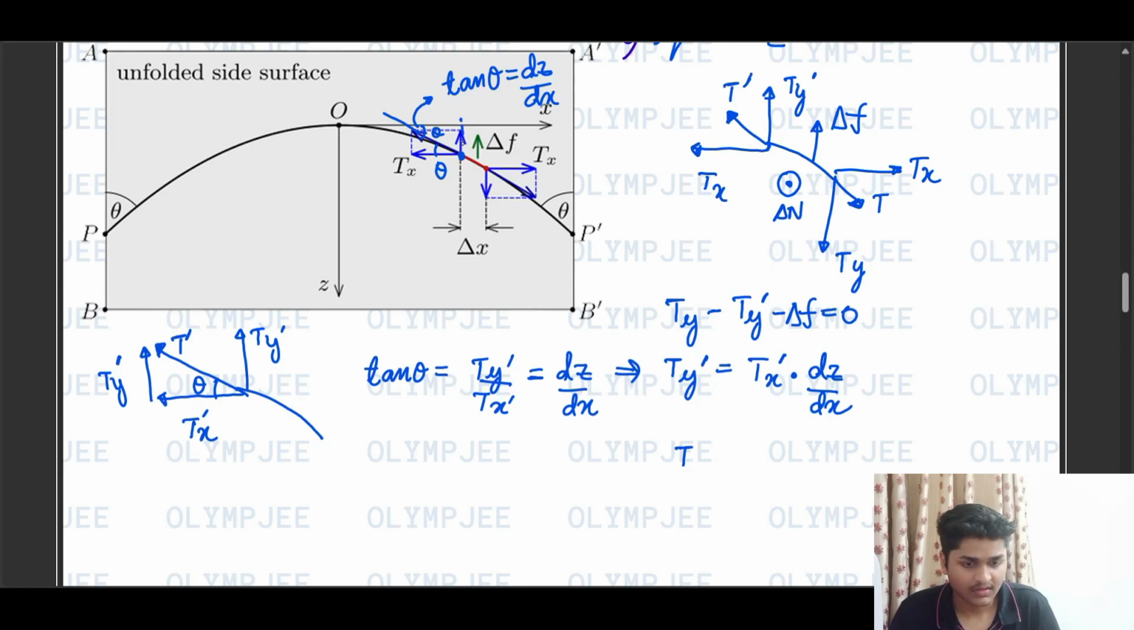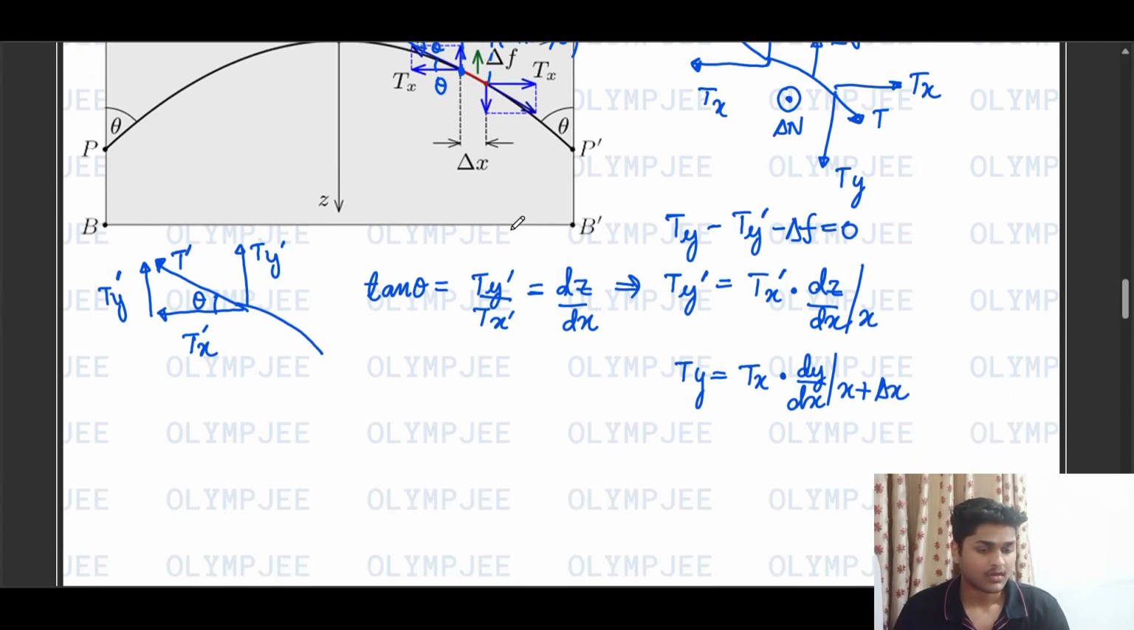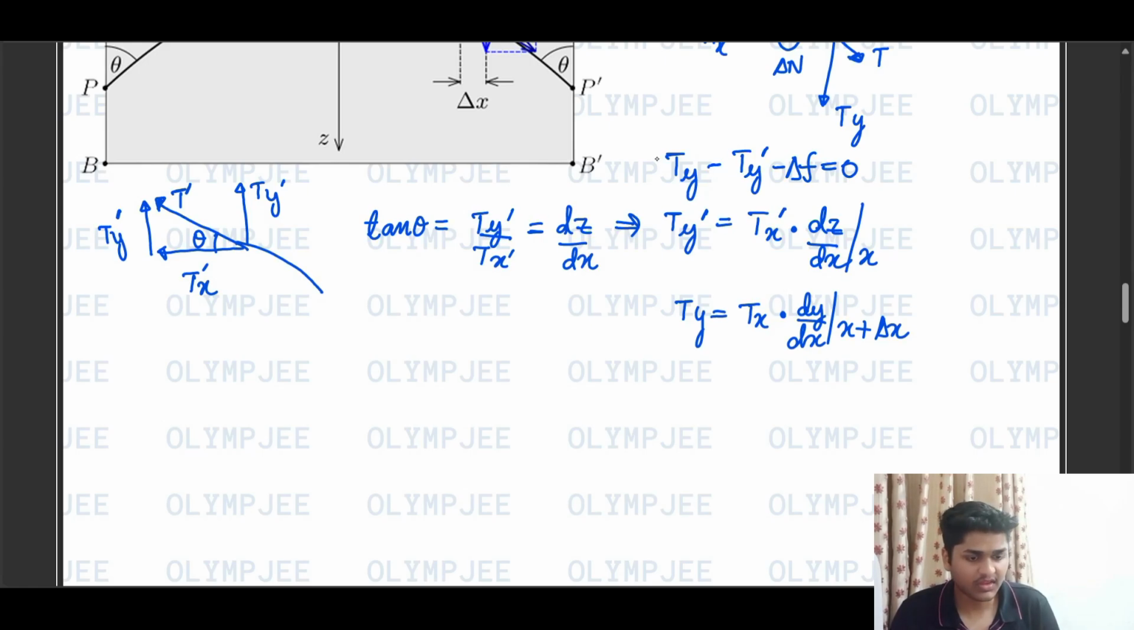Similarly, we will get also this. The x coordinate of this point was x comma 0, and x coordinate of this point will be x plus delta x comma 0. Hope you understand this, because this is delta x and we took this element starting at a distance x from the origin. So this will be at x, and Ty is equal to Tx dot dz by dx at x plus delta x, right? So now this was the equation of equilibrium in the z direction.